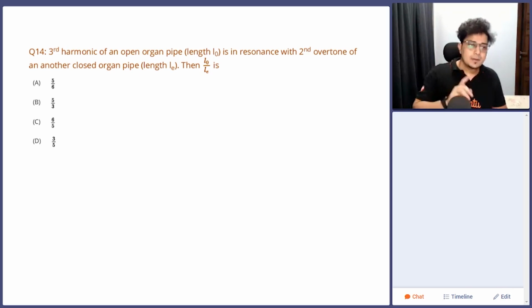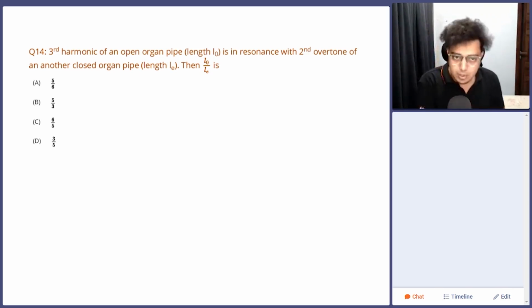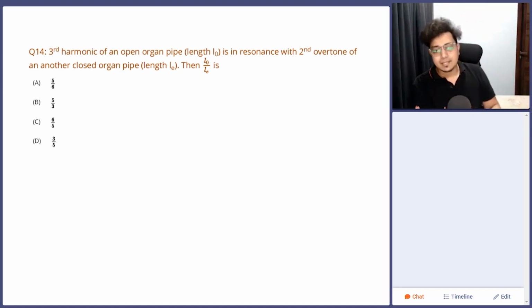Next question. The third harmonic of an open organ pipe of length L0 is in resonance with the second overtone of another closed organ pipe of length LC. We have to get the ratio of L0 by LC. Okay.